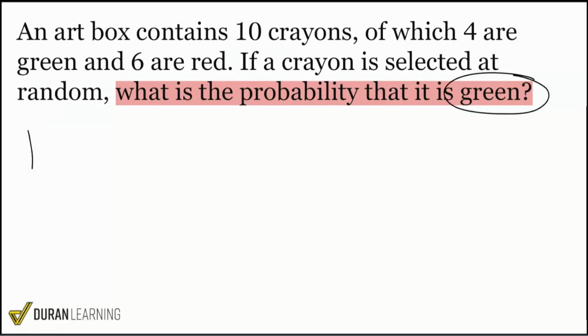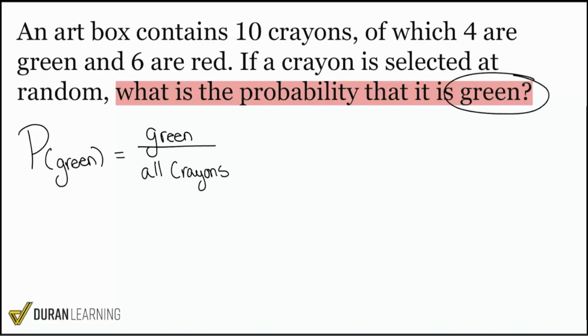So again, the probability of getting green is going to be the number of ways that we can get a green crayon divided by all crayons in this case. So let's go ahead and do some very straightforward arithmetic. When we read, it says an art box contains 10 crayons, of which 4 are green and 6 are red. So how many green crayons do we have, my friends? Correct, we have 4. So we'll write 4 up top. And when we're talking about all of the crayons, how many crayons do we have? Correct, it's going to be 10, not 20.